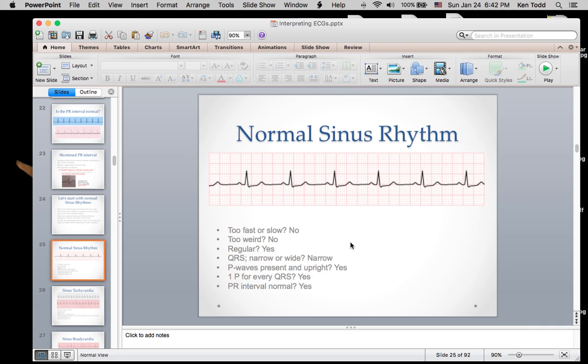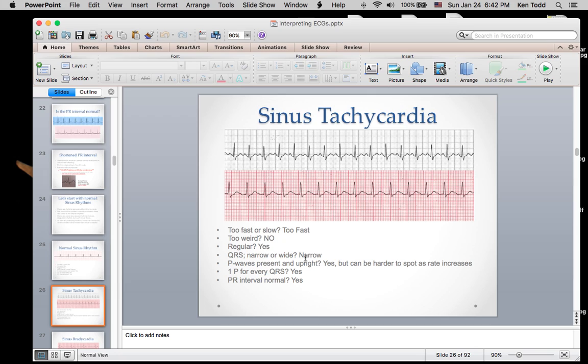Now, the next thing that can happen is, let's say this is your normal rhythm. You get up and you go jogging. Your autonomic nervous system will kick in to increase your cardiac output, and your heart rate is going to go up. So once it gets over 100 beats per minute, you're going to go into what's called sinus tachycardia.